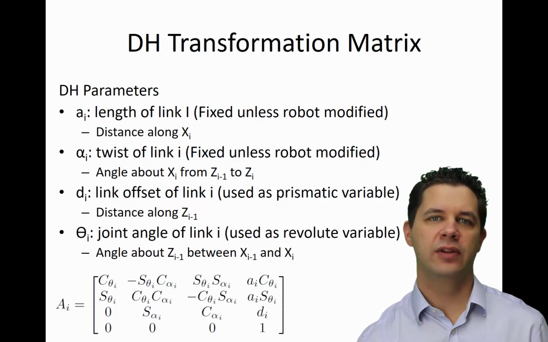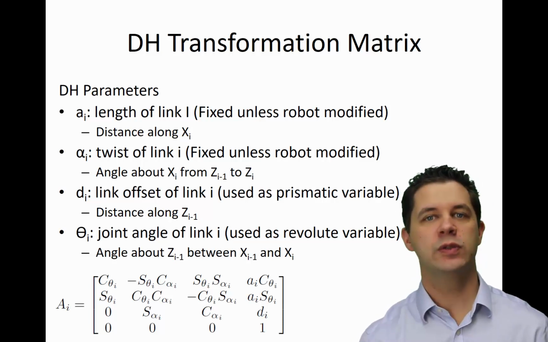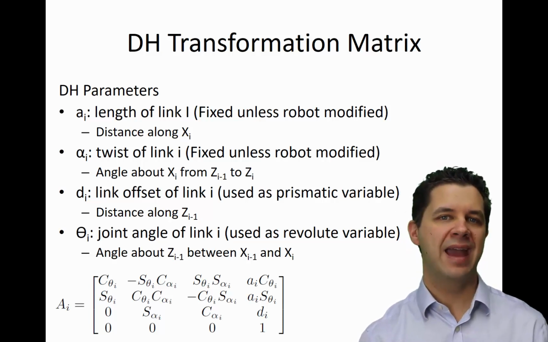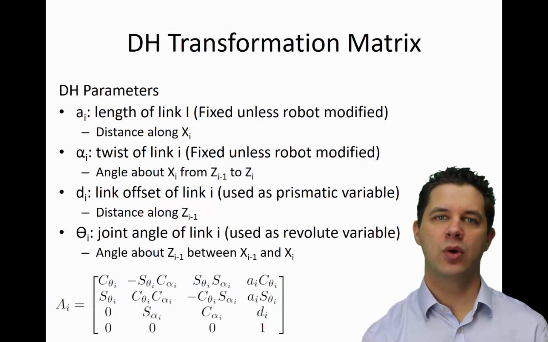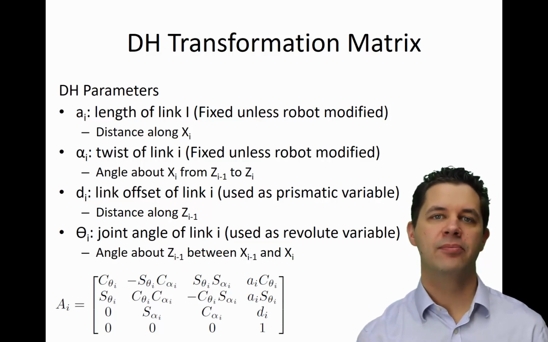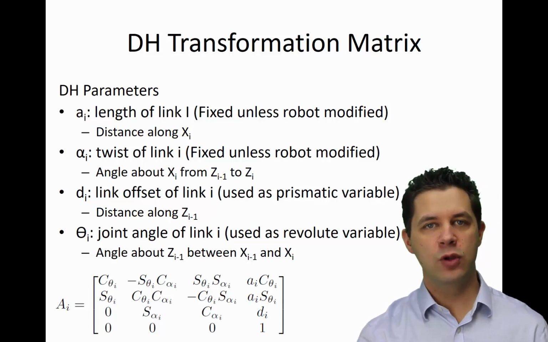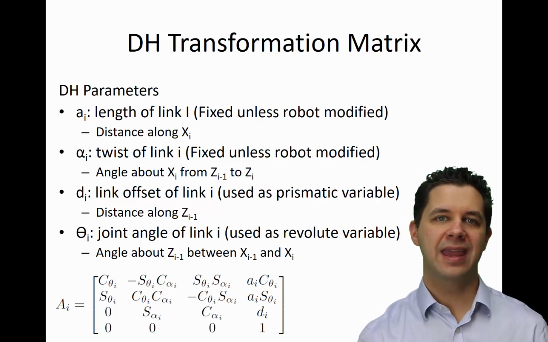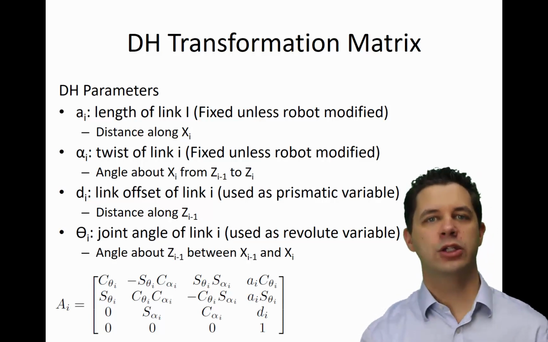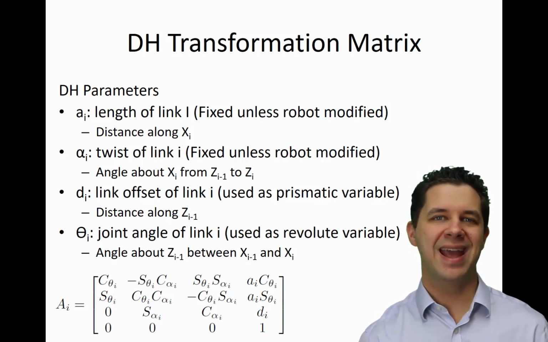Finally, we have theta_i. This is the joint angle of link i, and this is what we generally use for our revolute variable, but it's also the angle that goes around z_(i-1). The angle between x_(i-1) through to x_i. And once again, remember, if we move any of those angles, either alpha or theta, in a clockwise direction, it's negative. If it's an anti-clockwise direction, it's considered positive.